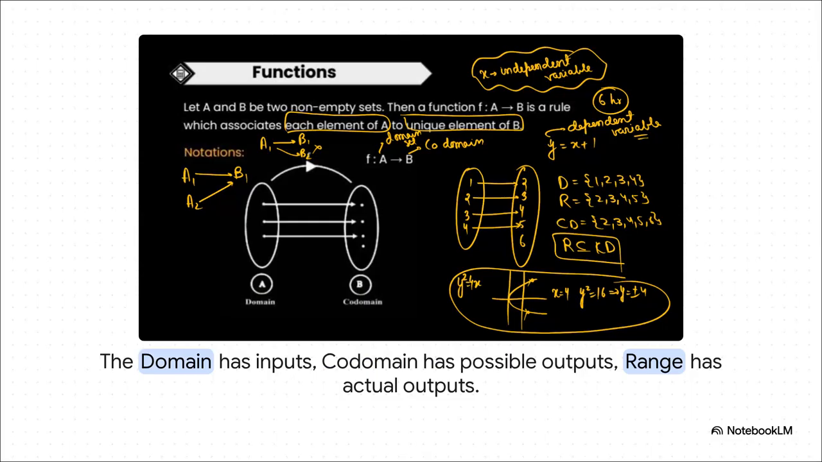Okay, so to talk about this stuff properly, we need a little bit of vocabulary. The set of all the things you're allowed to put into the function, that's the domain. The set of all the possible things that could come out, that's the codomain. But here's the key distinction. The set of outputs the function actually gives you is called the range. So the range is a part of, or sometimes all of, the codomain.